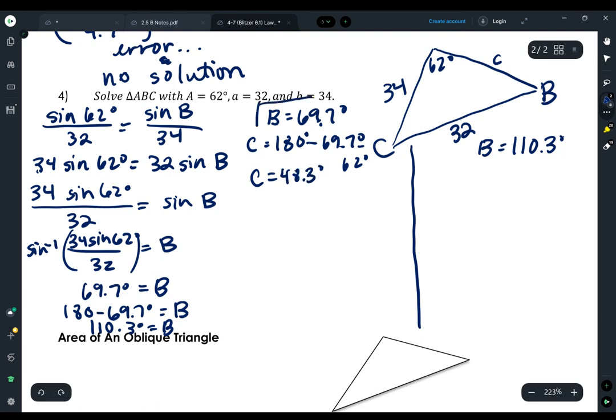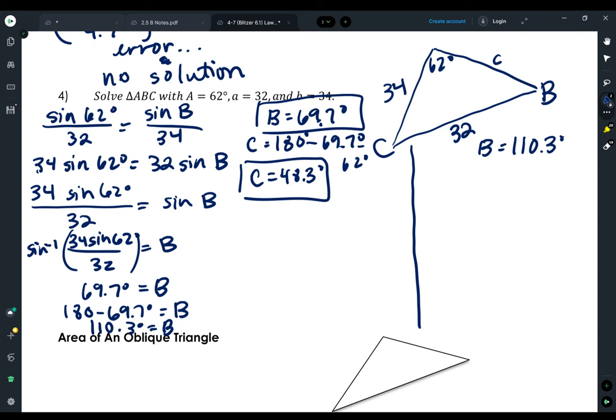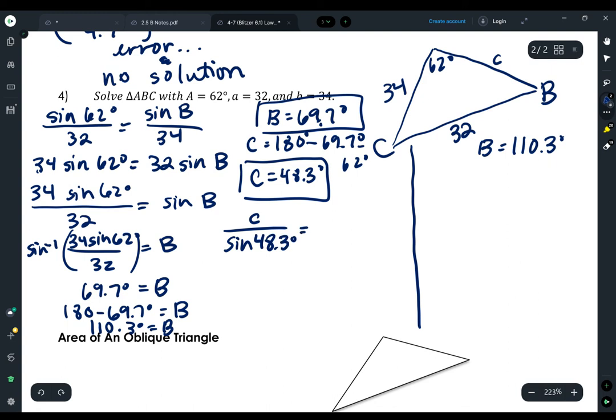So I have B, I have C, and then to find side C, I need to use my law of sines again. And I've been doing sine of the angle over the side every single time. We really can reverse that. Let's just do C over sine 48.3 equals, let's see, we need to go back to 32 over sine 62. I like it better with the angle on top.